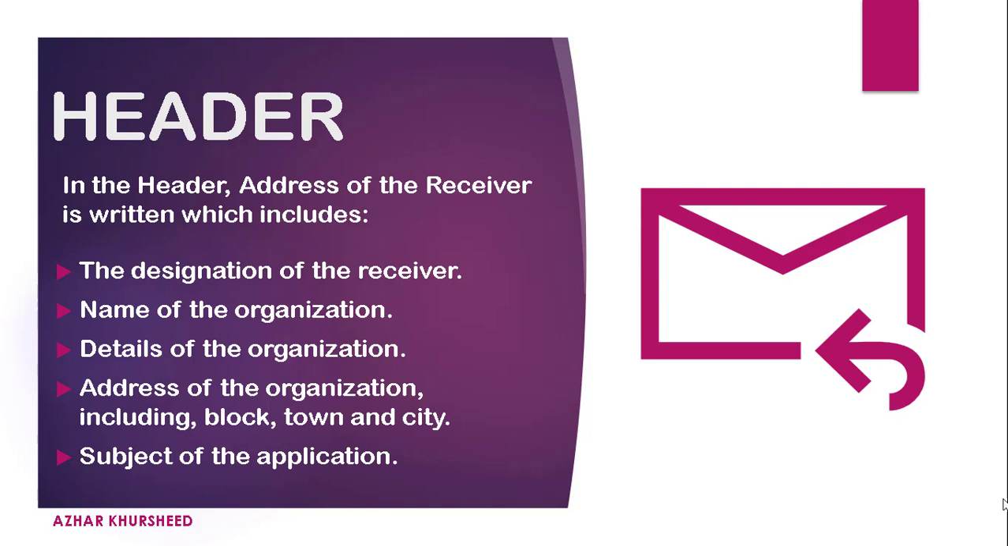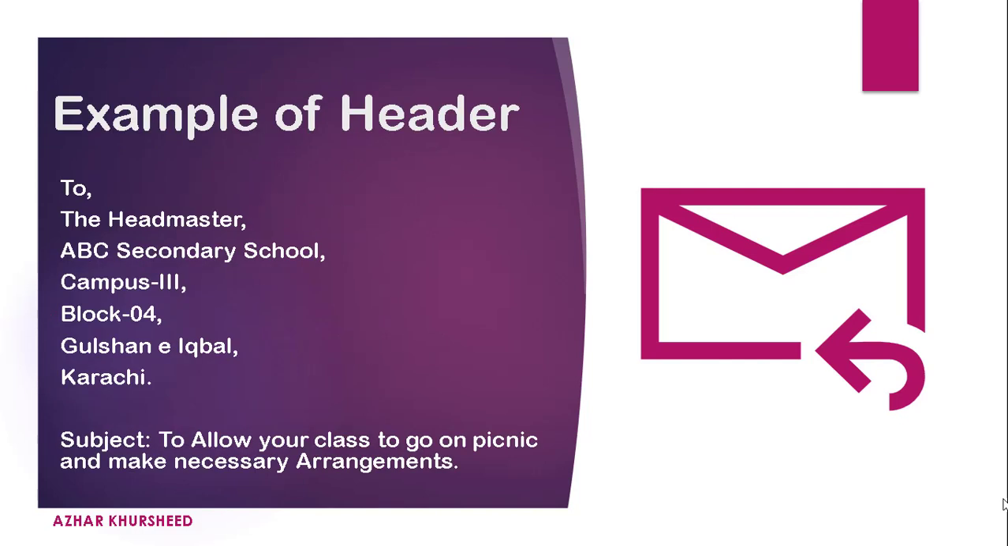Obviously, the post that has been decided over there must be in an organization. Then come the further details of the organization if needed, which adds more charisma to your writing. Then the address of the organization including block, town and city. Then we'll skip a line and write the subject of the application, the subject matter, the main thing that tells about the topic. So here we have the example of the header.